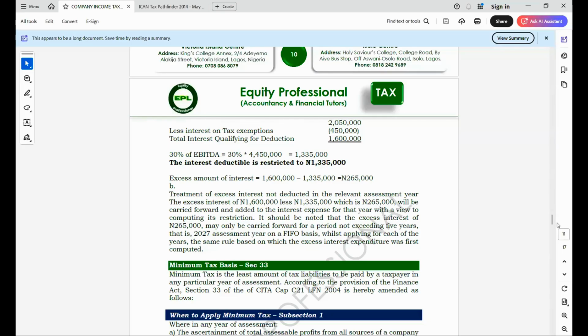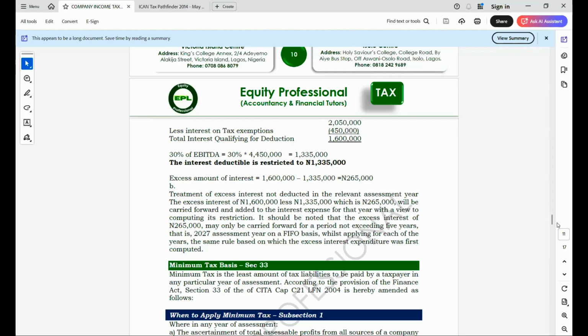How is the minimum tax basis adopted? Before we look at how it is adopted, it simply means the least or the lowest amount of tax payable by a taxpayer in a relevant year of assessment. So minimum, as the name implies, is the lowest amount of tax that you are expected to pay as a company, according to the company income tax liability. Since it is the lowest, where you have a scenario whereby you don't have tax to pay, the rule of the minimum tax will be adopted, according to Section 33 of the Company Income Tax Act.